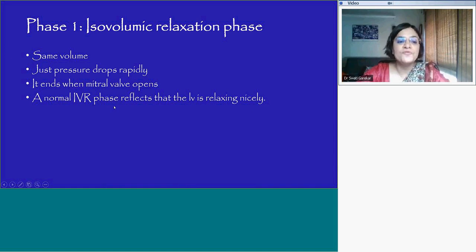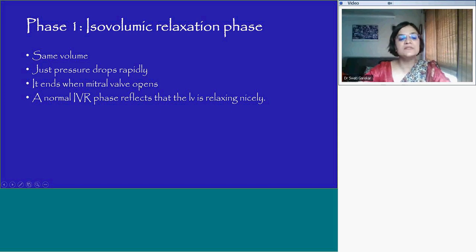Let's move on to phase 1. Once again, the isovolumic relaxation phase, remember, is when the aortic valve closes, the mitral valve hasn't opened yet, and the ventricle is relaxing. There's a sudden, rapid pressure drop. LV peak systolic pressure in an adult is 120, in an infant is 80 mmHg, so that has to come down to close to 0. So the pressure drops, and it ends when the mitral valve opens.